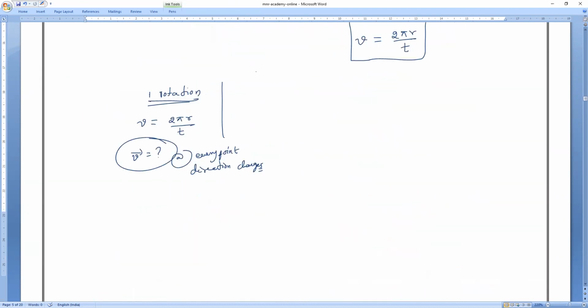Understood, everybody? Next, see. One complete rotation. Distance covered by a body is equal to what is the answer? Distance covered by a body, 2 pi r. Clear? For one complete rotation, distance is equal to 2 pi r.